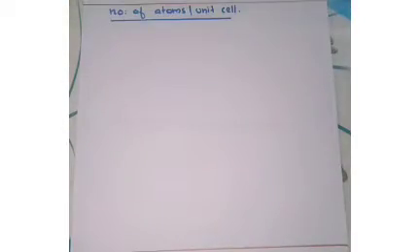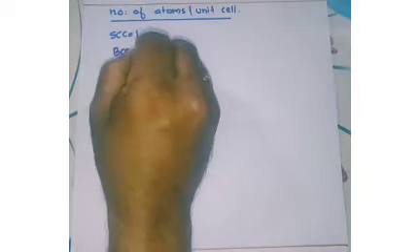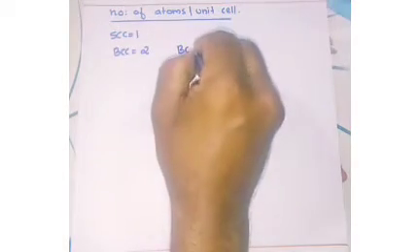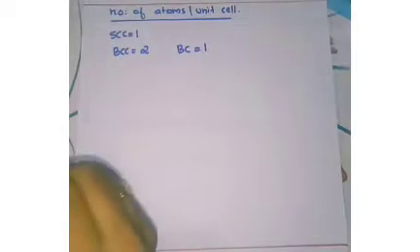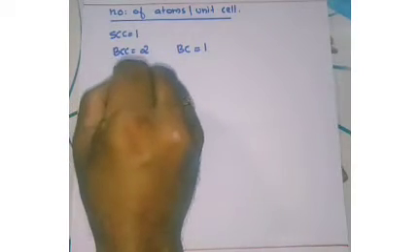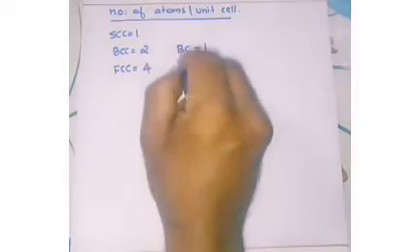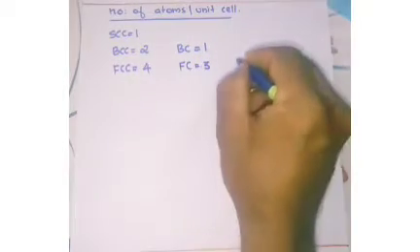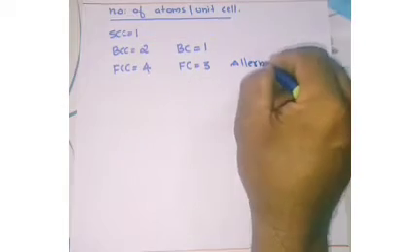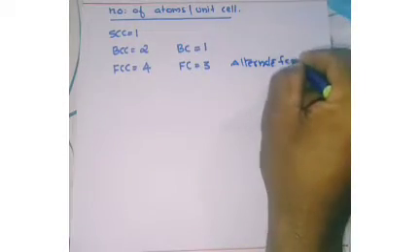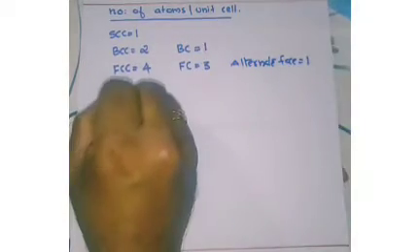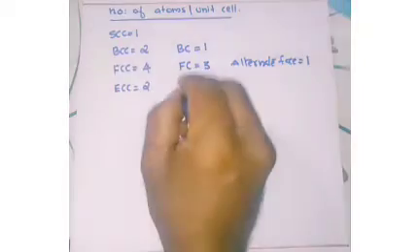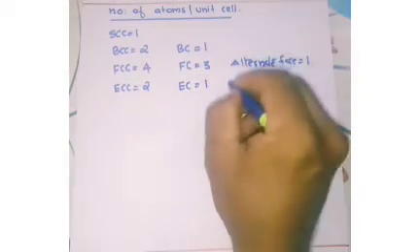Then we can conclude the number of atoms per unit cell. How much? In SCC, 1. In BCC, 2. In FCC, 4. In ECC, 2.